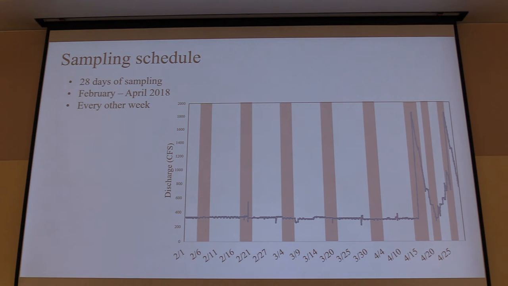Our sampling schedule consisted of 28 days of sampling between February and April of 2018. Anything in red here is when we were out sampling. As you see, most of our data is in the form of base flow conditions, or steady state flow releases out of Lewiston. But we were able to study one day prior to the experimental pulse, as well as the peak discharge events of both pulses and 2 days after.